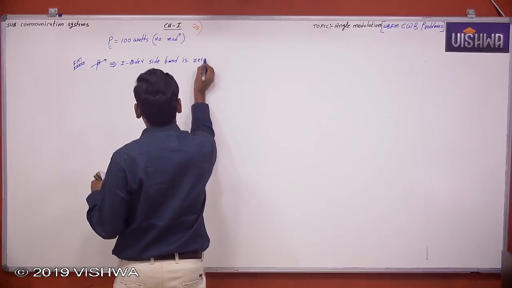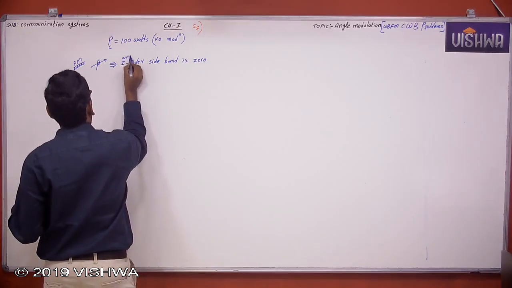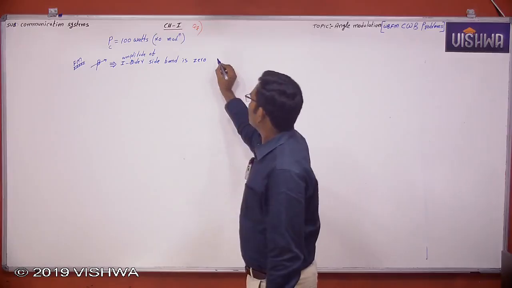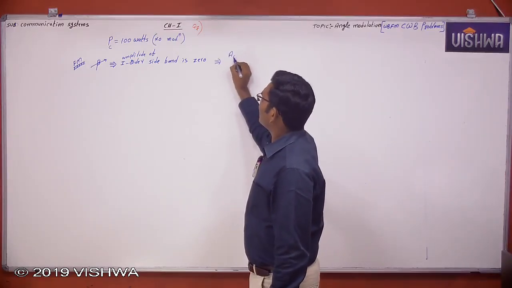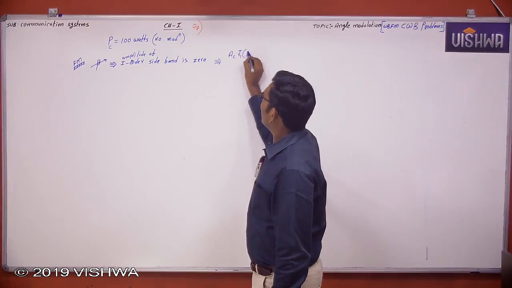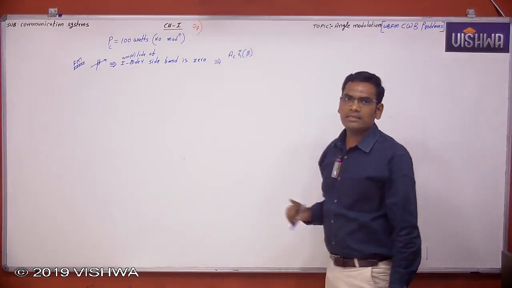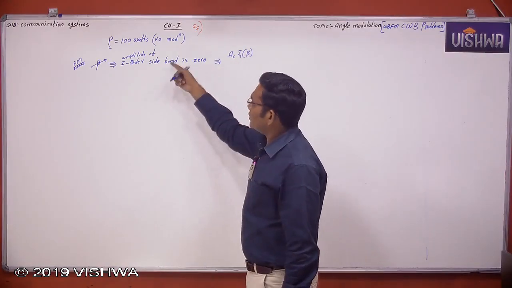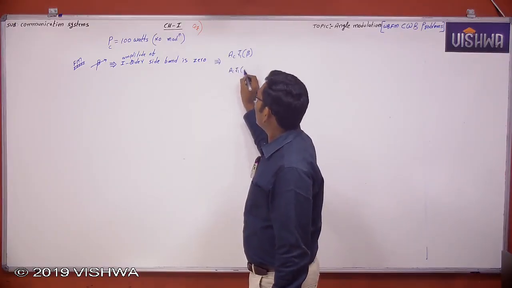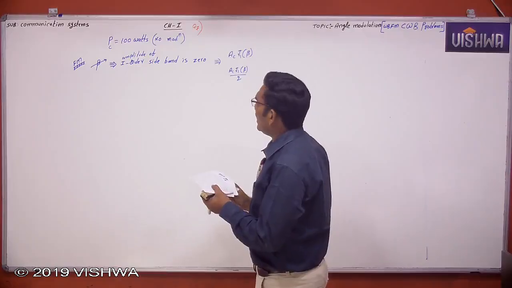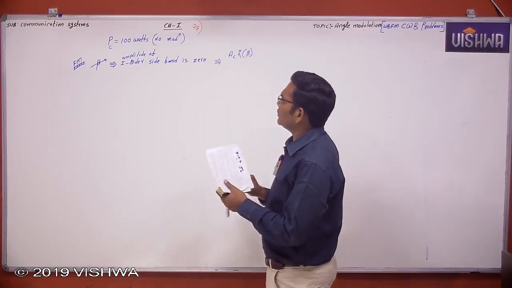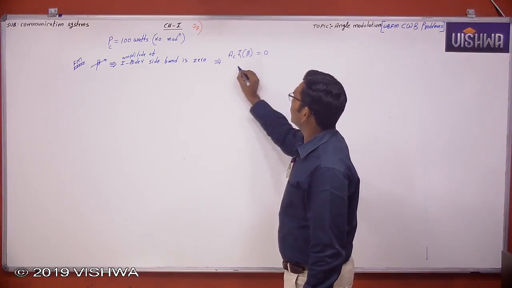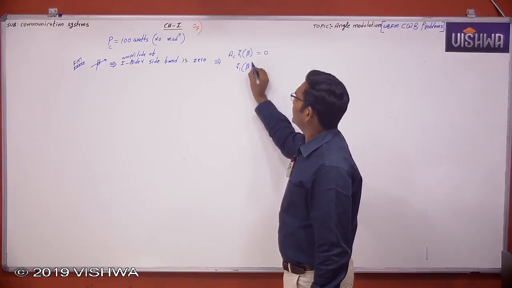0. What is the first order sideband amplitude? For first order, n equal to 1, the first order sideband amplitude is AC J1 of beta. If it were the spectral amplitude, it would be AC J1 of beta by 2, but this is amplitude. Now the first order sideband amplitude AC J1 of beta is equal to 0, so J1 of beta is equal to 0.